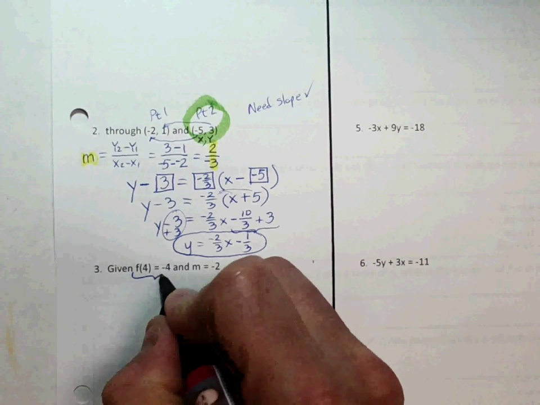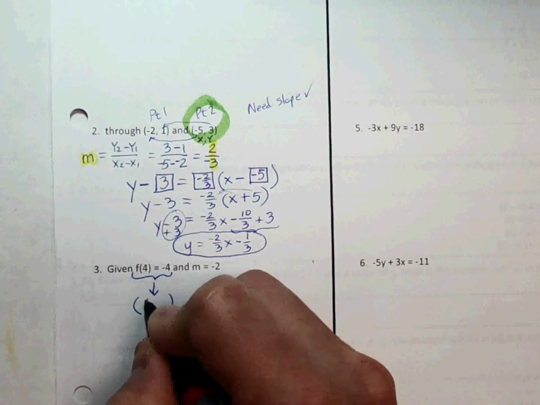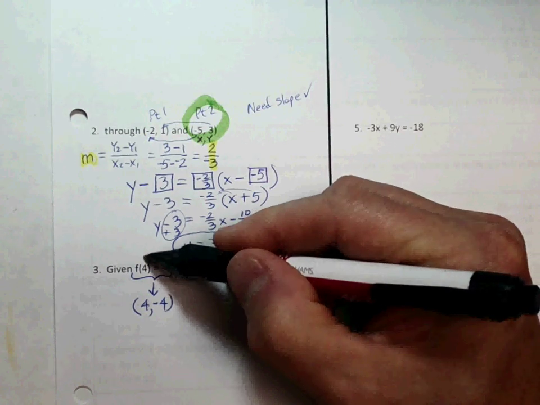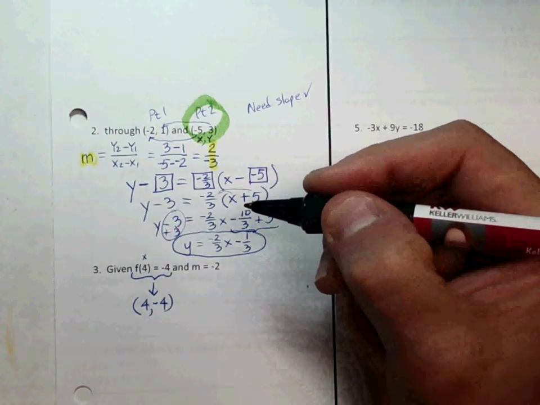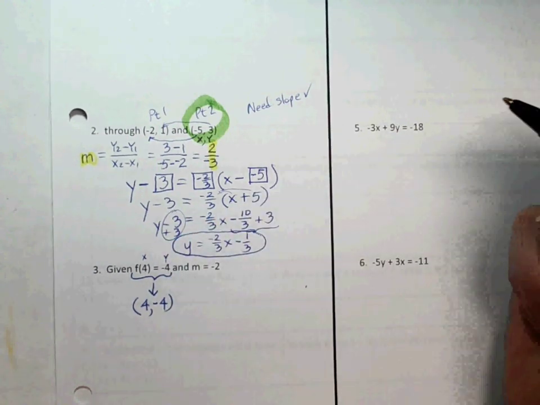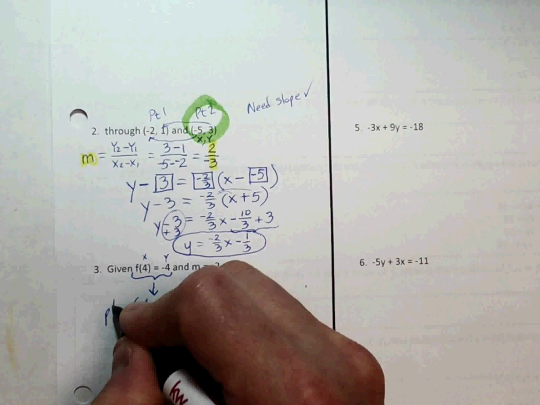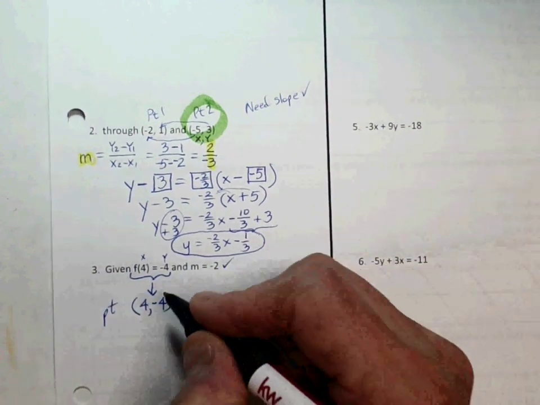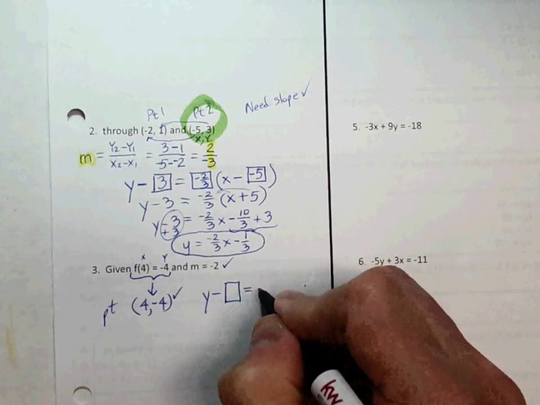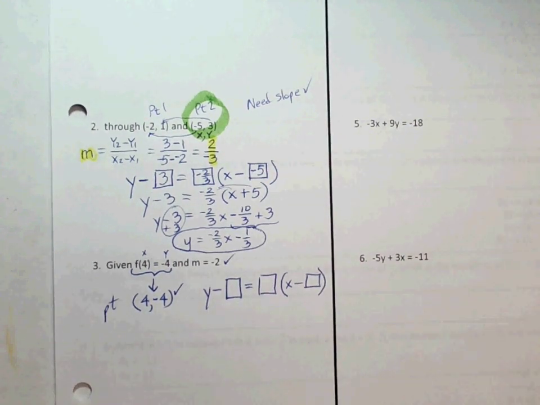Now in this next one, I'm just going to help you out. You've got to realize that this function notation is really the ordered pair 4, comma, negative 4, because the 4 is inside the parentheses, so I know that that's an x. I know the negative 4 is not inside the function notation parentheses, so I know that's the y. You have to know that this is this ordered pair. So now I have a point, I'm given the slope, and now I need to plug that into my point slope formula. I'm not going to do this problem. I want you to plug this in and go.